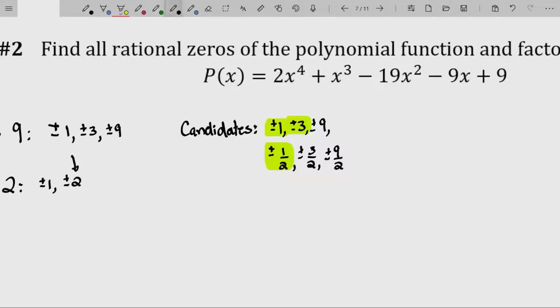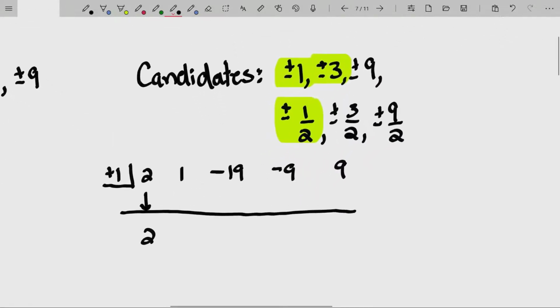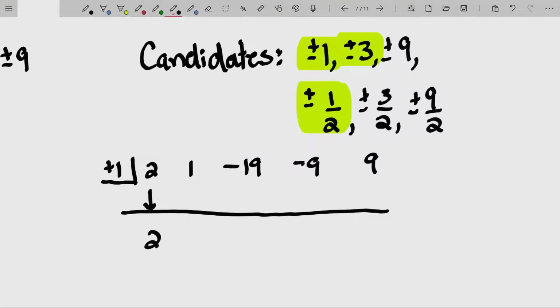To check if positive 1 is a 0, I'll use synthetic division. Remember, you take the coefficients, the 2, the 1, the negative 19, the negative 9, and the positive 9. You get really good with synthetic division in this course just because you use it quite a bit. Bring down the 2. 1 times 2 is 2. Add those up. 1 times 3 is 3. Add those up. 1 times a negative 16 is a negative 16.